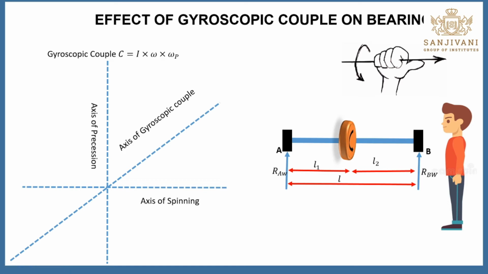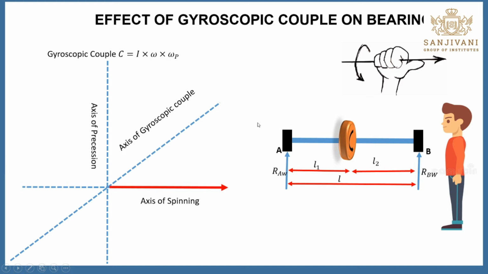The thumb denotes the direction of the vector. That's why that axis of spinning is towards the right. And that total gyroscopic couple is I into omega p. I is mk square, omega is the angular velocity of that rotor, and omega p is the precessional angular velocity.